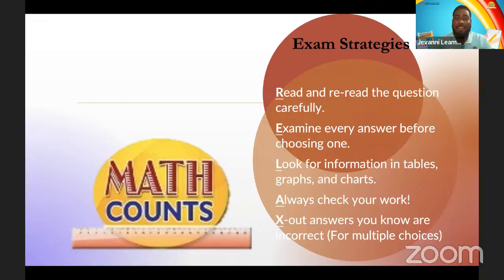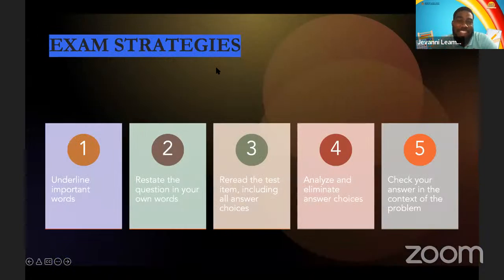And the next one, the final one, I think. Okay, the final one. So first, underline the important words, the most operative words, the words that are quite important to you in solving the problem. Restate the question in your own words, form an opinion of your own. And then the third step, reread the test item, including all answer choices.